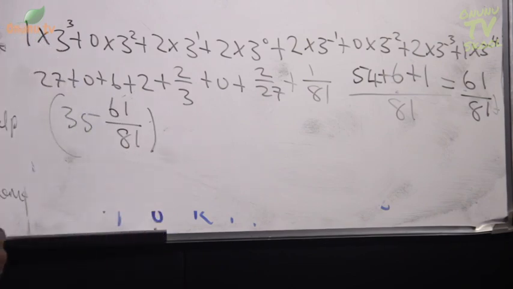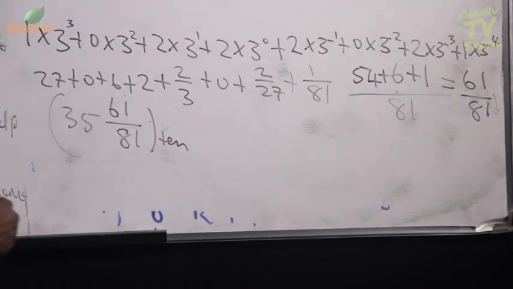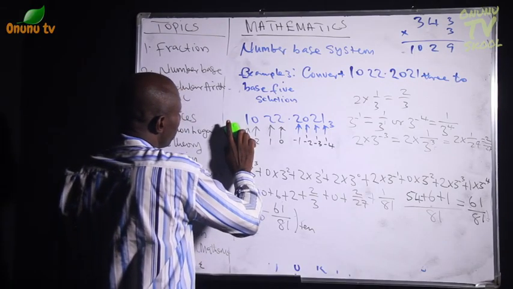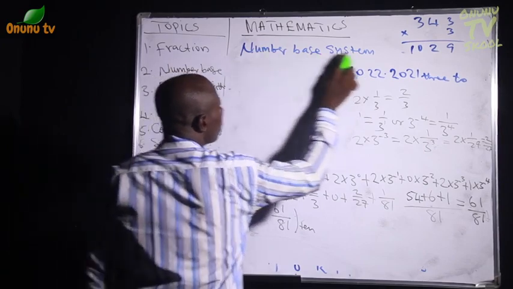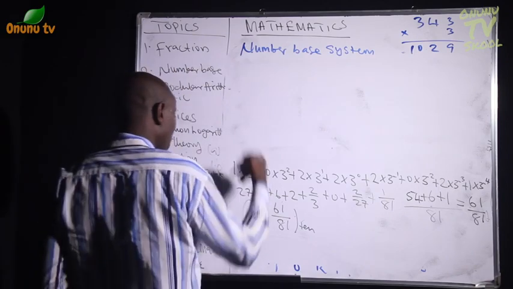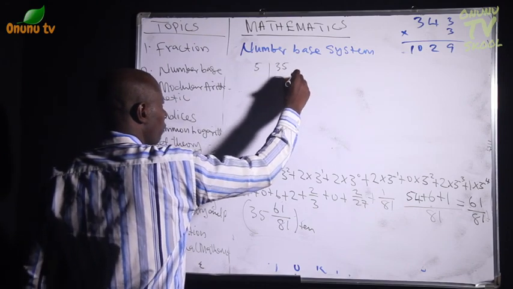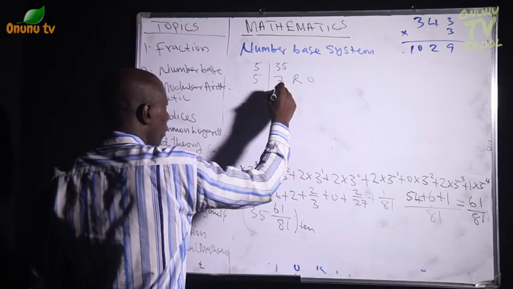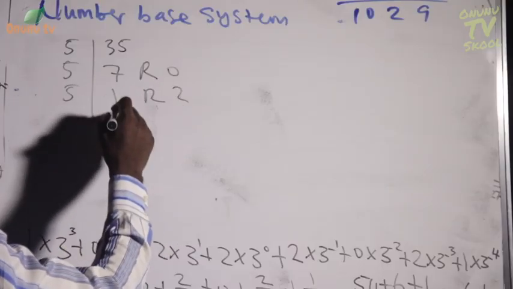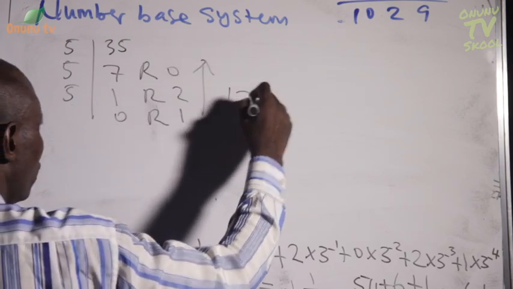Now we are converting to base 5. We have converted to base 10 now. We will now convert from this base 10 to base 5. Let's tackle the whole number part first. We have 35 divided by 5. We have 7, remainder 0. 5 here, we have 1, remainder 2. 5 here, we have 0, remainder 1. We have 120 from here.